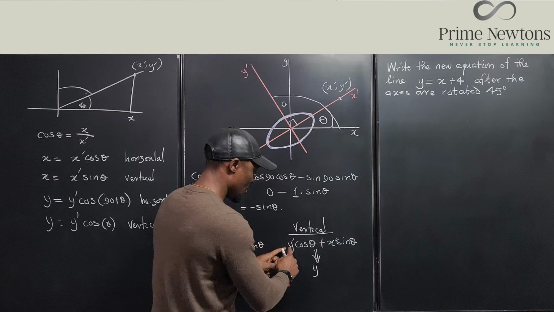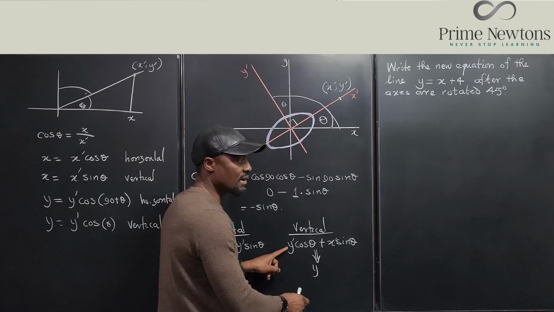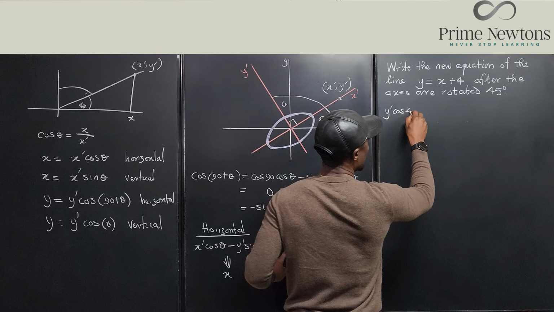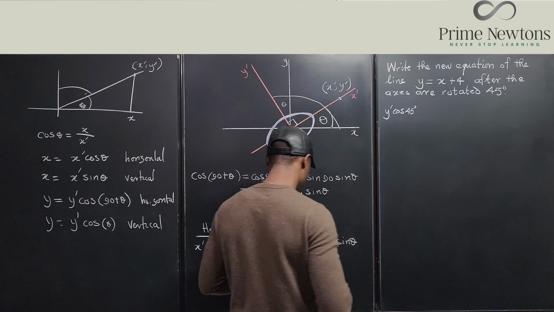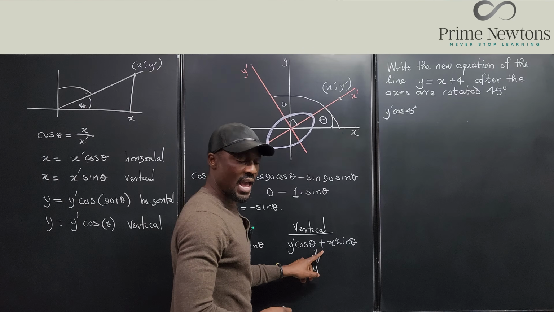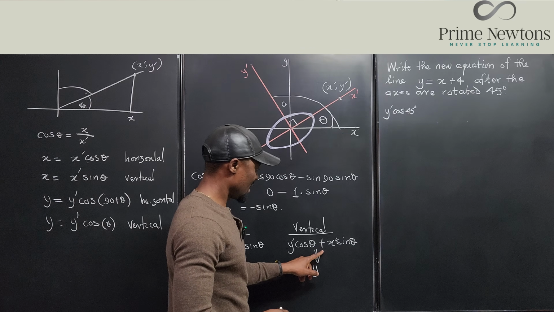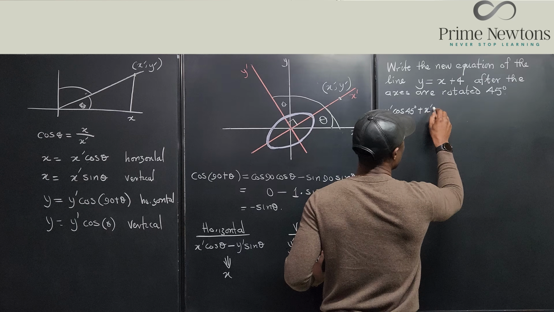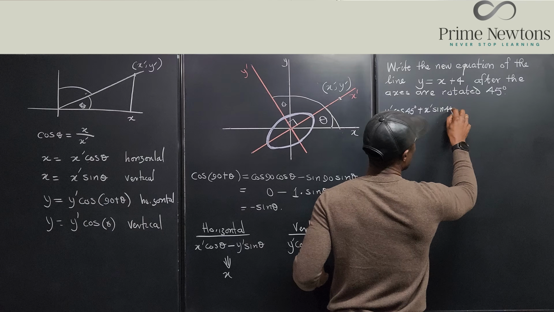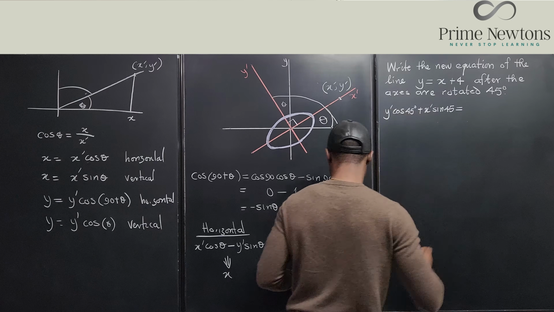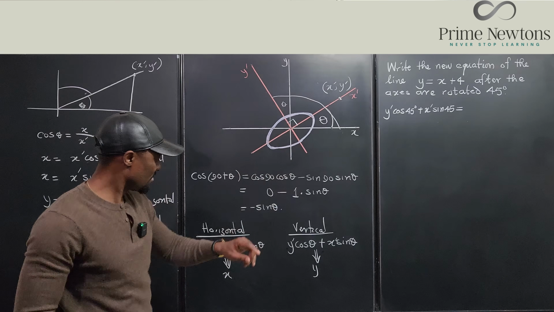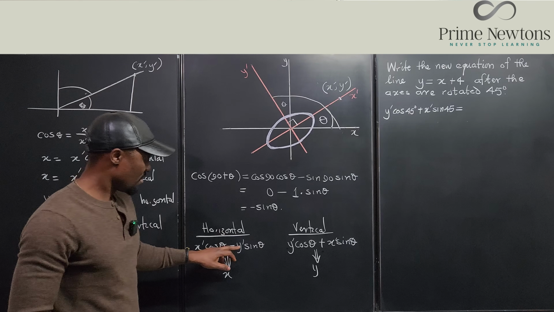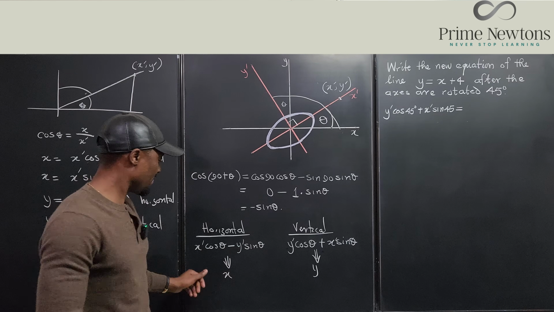What is our y? That's y prime cosine 45 degrees. So we have y prime cosine 45 plus x prime sine 45 will be equal to x plus 4. X prime cosine 45 minus y prime sine 45.